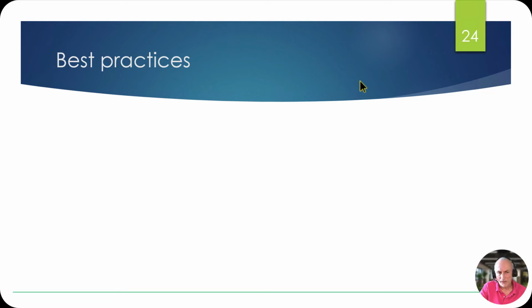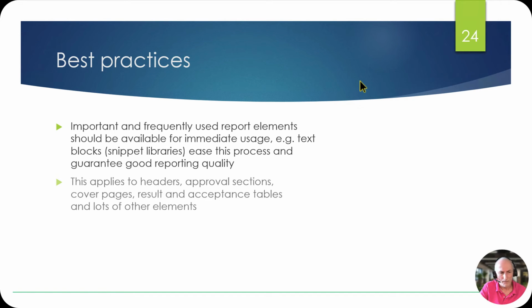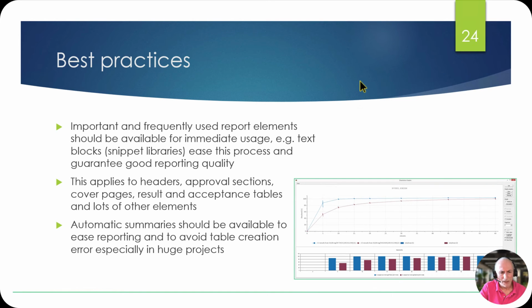Best practices. Important and frequently used report elements should be available for immediate usage. For example, text blocks, snippet libraries, ease this process and guarantee good reporting quality. This applies to headers, approval sections, cover pages, result and acceptance tables, and lots of other elements. Automatic summaries should be available to ease reporting and to avoid table creation errors, especially in huge projects.